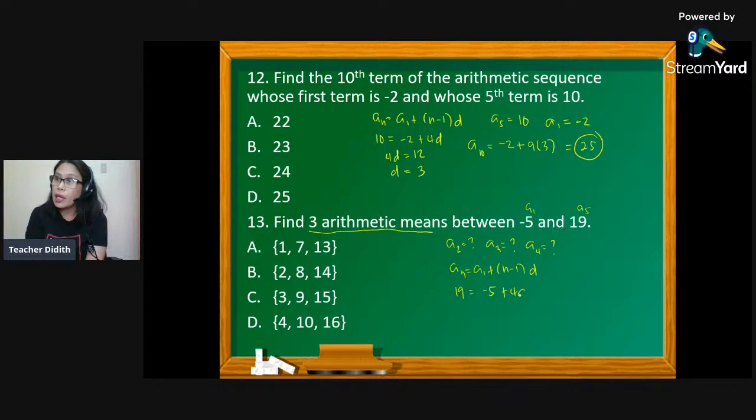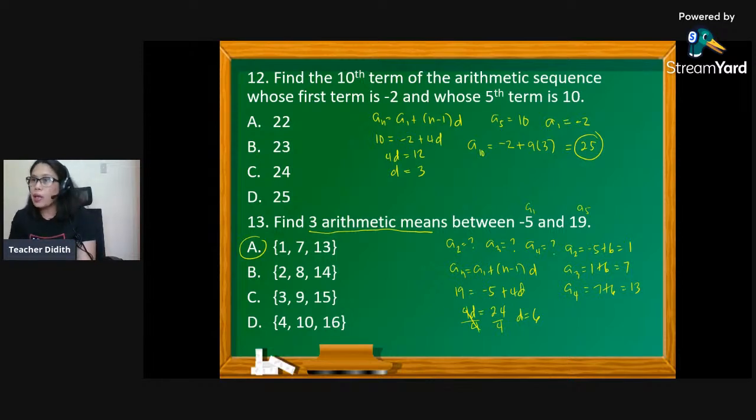So that's 4d again. Okay, A daw ang sagot. Tingnan natin. So 4d equals 24. So we divide both sides by 4. So our d is 6. Tama ba? So if d is 6, a sub 2 is equal to negative 5 plus 6. So that's 1. Oh, so A na nga siya. Tuloy na lang natin. A sub 3, this is 1 plus 6, 7. Okay? Then a sub 4, 7 plus 6, it's 13. So the answer, guys, is A. That's correct.